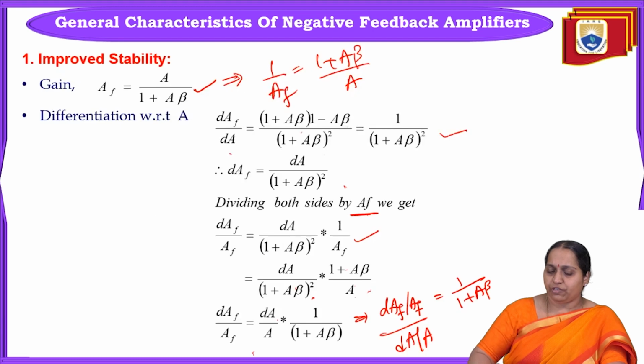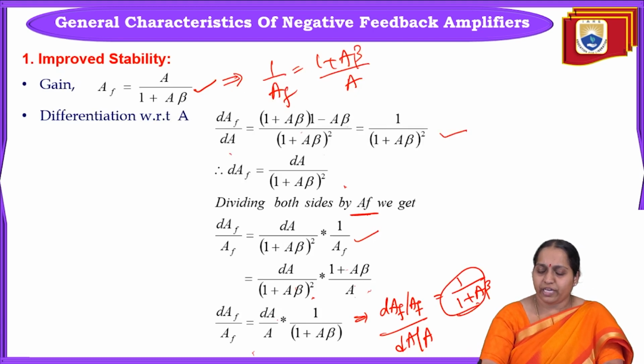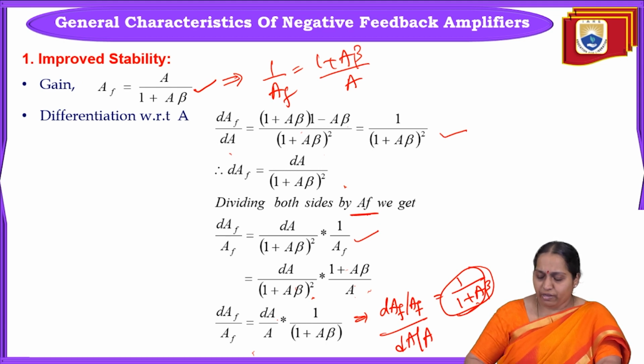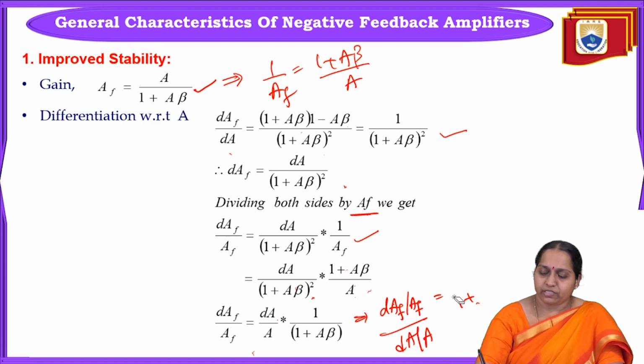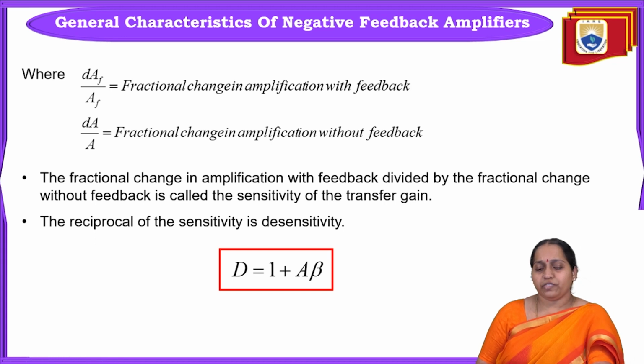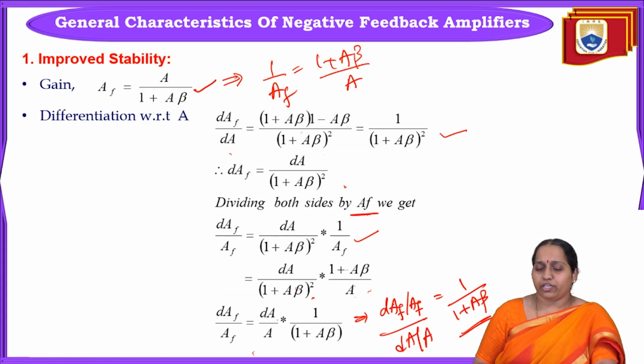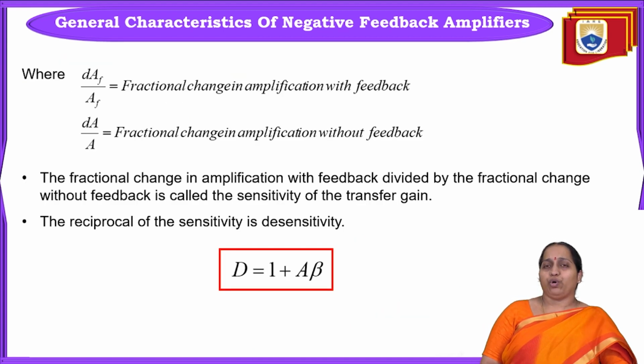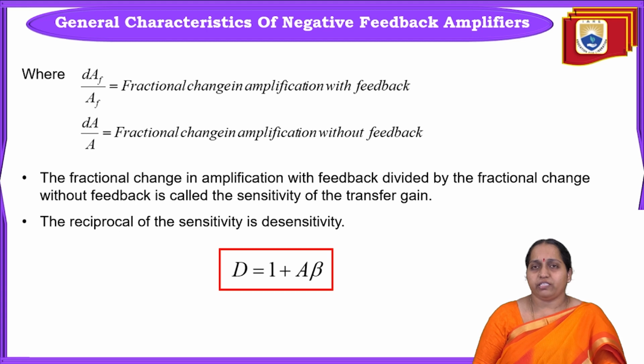From the previous derivation, this 1 by 1 plus A beta is called the sensitivity. So sensitivity is equal to 1 by 1 plus A beta. The reciprocal of sensitivity is desensitivity. So if you take the reciprocal of this sensitivity, you get desensitivity. Desensitivity is given by D equal to 1 plus A beta.